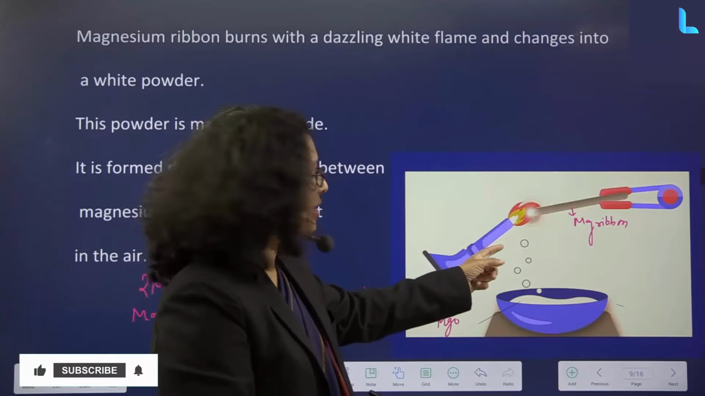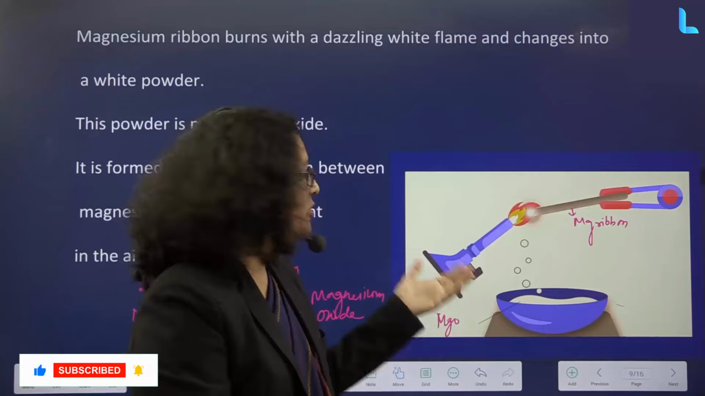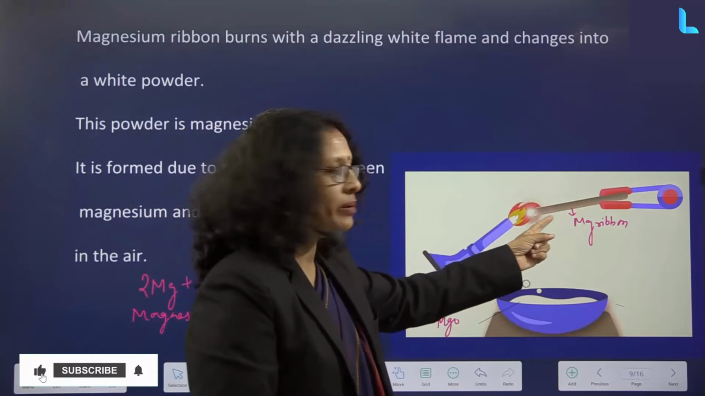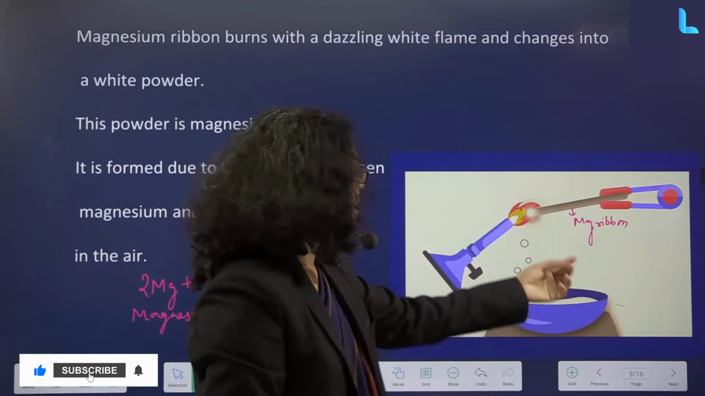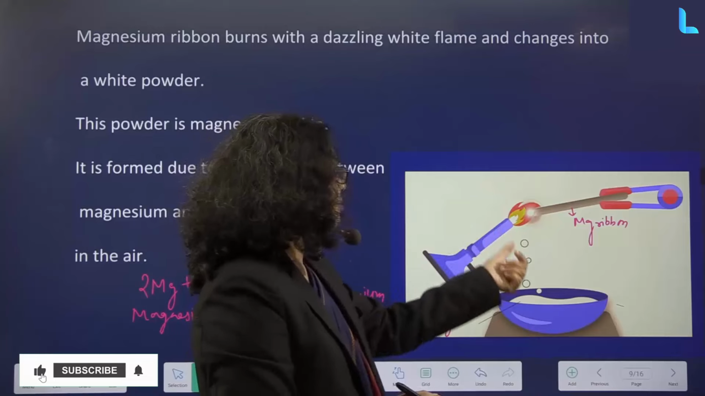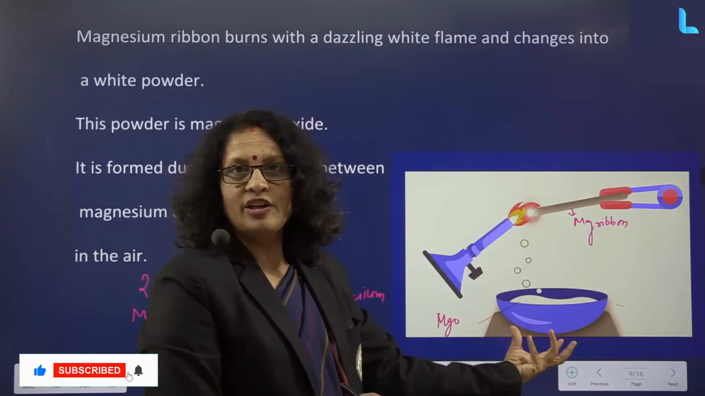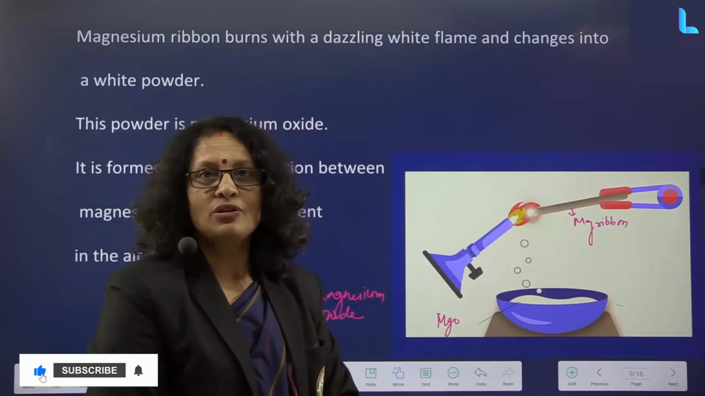See, this is a Bunsen burner. It was invented by a scientist named Bunsen, that's why it is called a Bunsen burner. There is a small magnesium ribbon. This is called a tong. It is a holding device, and when the magnesium ribbon is burnt in the presence of the burner, what will happen? The ash is being collected in a container. The color of the ash and the color of the magnesium ribbon are different.